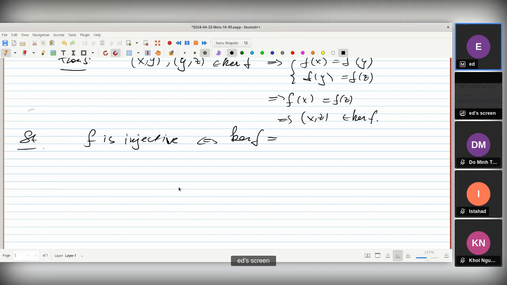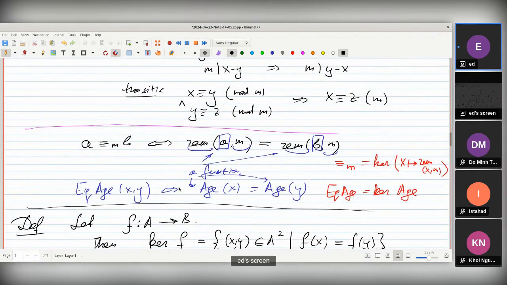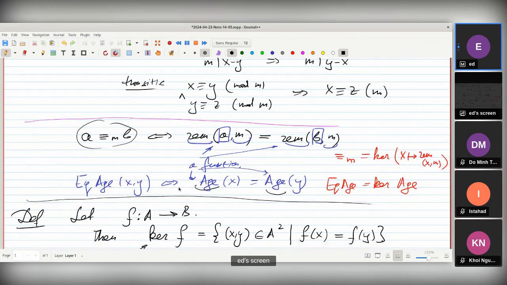An example, here it is. If I have a function age that maps a person to his or her age, then the kernel of this function will consist of all pairs of persons of the same age, all pairs of persons of identical ages. If I take the function remainder, its kernel will be congruence modulo m. Its kernel will be this equivalence.